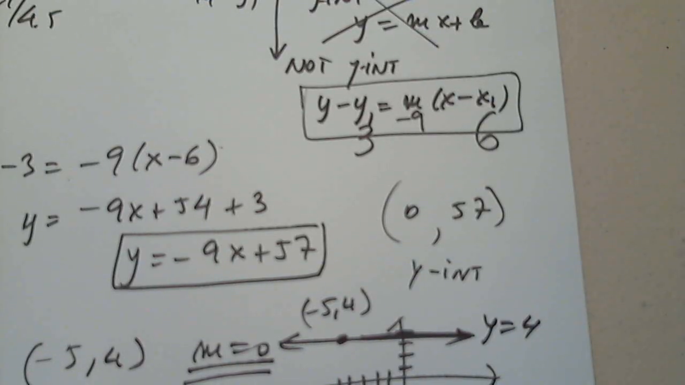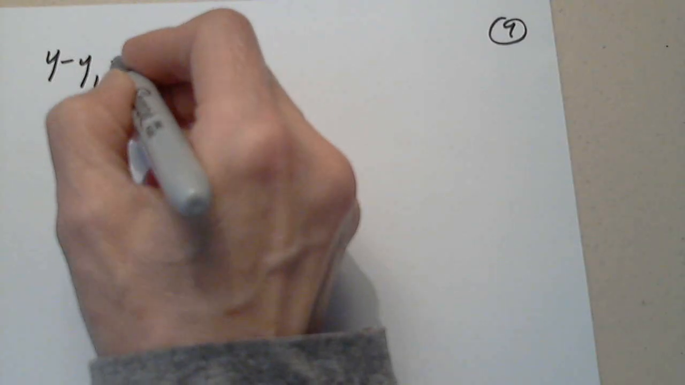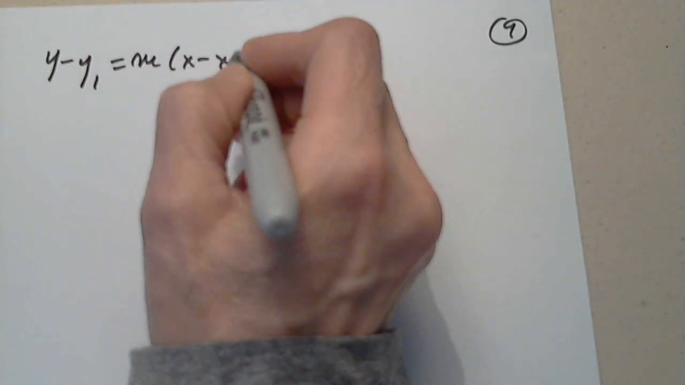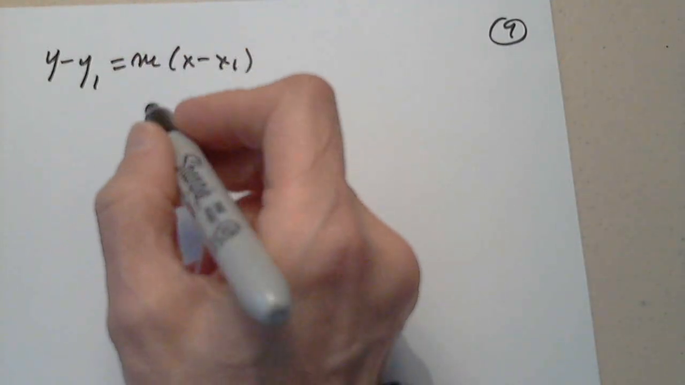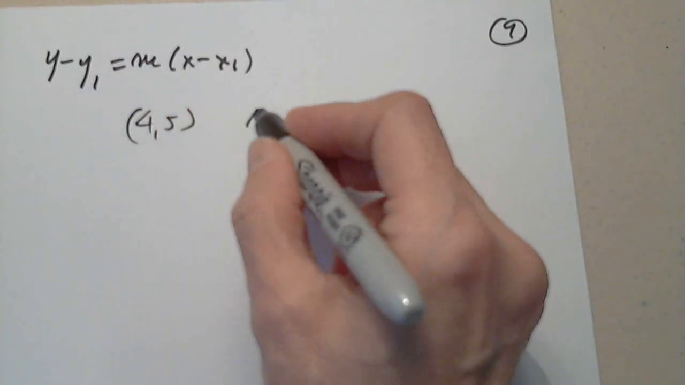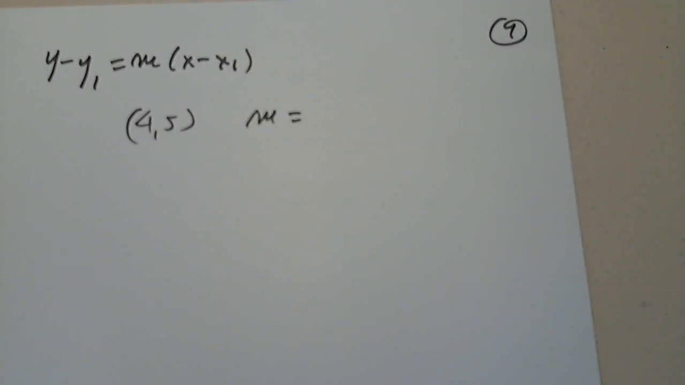Okay. Good. So here they're asking us to write the equation, not solve for y. Again, they're testing our understanding of y minus y1 equals the slope times x minus x1. They are giving us the point. The point is 4, 5, but we have to identify the slope on our own.